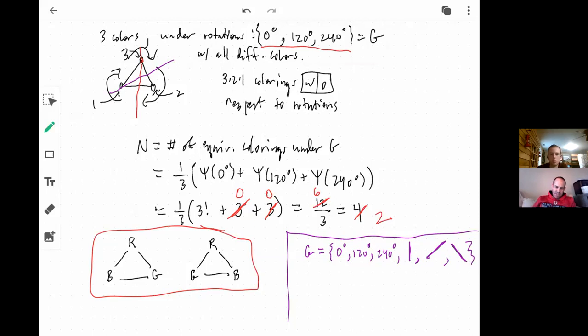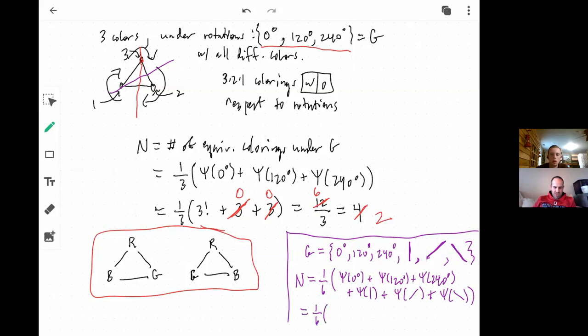Okay, so what would the answer for n be in this case if I instead bulked it up to this? So watch. n would be 1/6 because that's the size of the group. So psi of 0 degrees plus psi of 120 degrees plus psi of 240 degrees plus psi of this plus psi of that plus psi of that, okay? So let's compute this real quick. This would be a sixth.